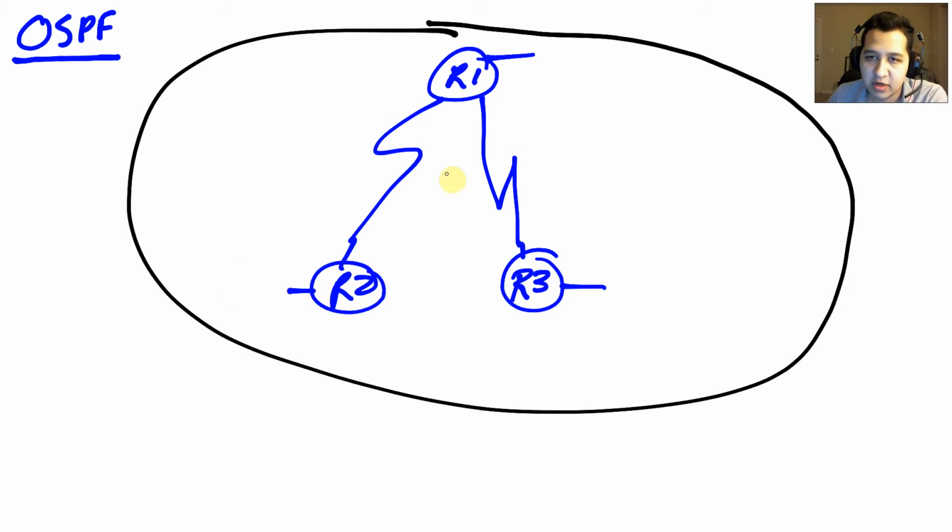So they're all going to be on loopback 0. And for instance, router 1 is going to be 1.1.1.1/32, and they're all going to be similar. So router 3 is all 3s, and router 2 is going to be all 2s.